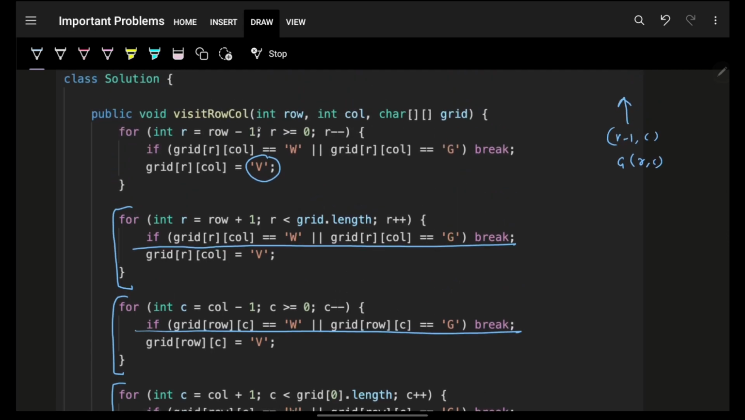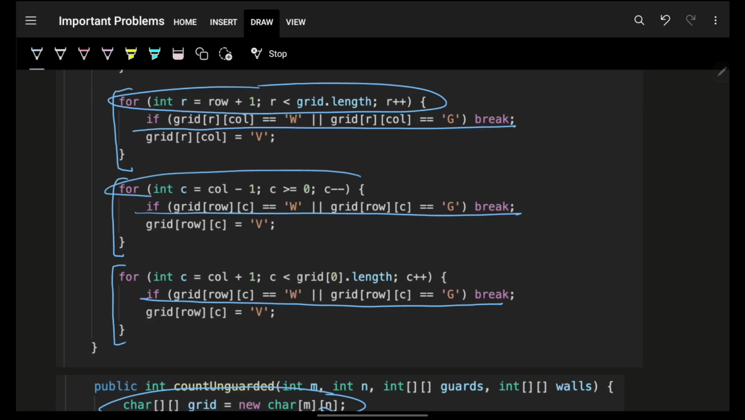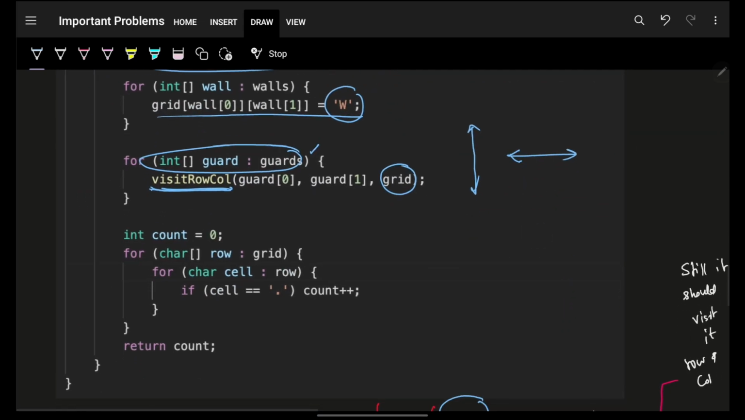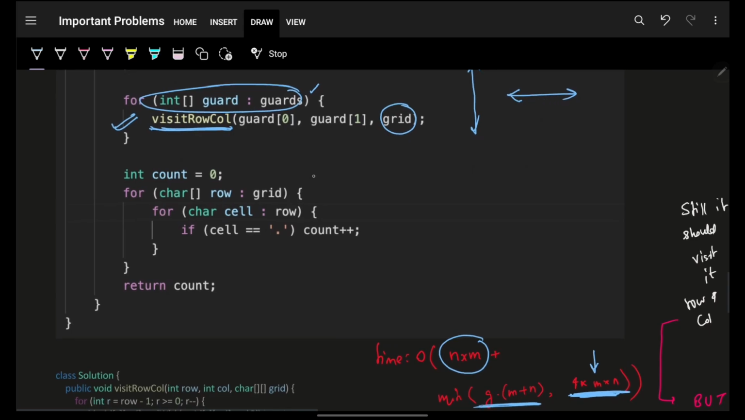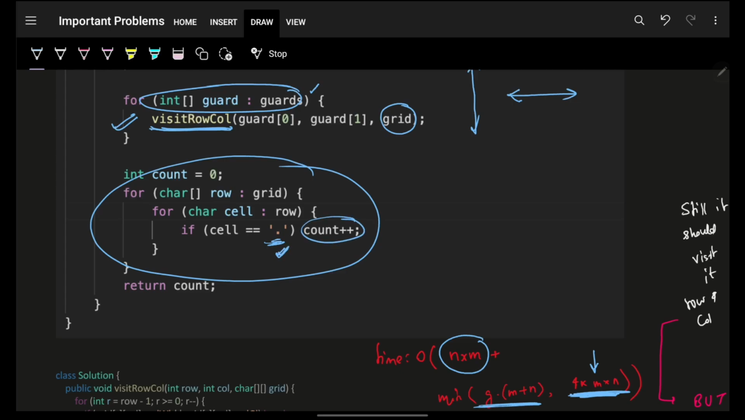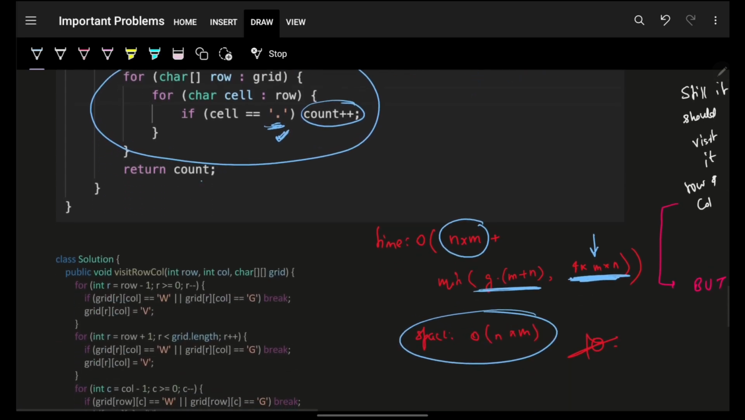And again, you will see I'm only stopping when I am finding another wall or another guard. And again, my grid is being maintained by these conditions, that I am not going out of the bounds of my grid. And ultimately, when I have visited, I will simply come back to my grid and check all those cells which are not a guard, not a wall, and not visited, and I should count them. Ultimately, this is my count.